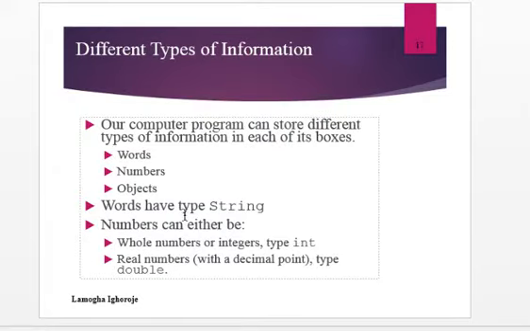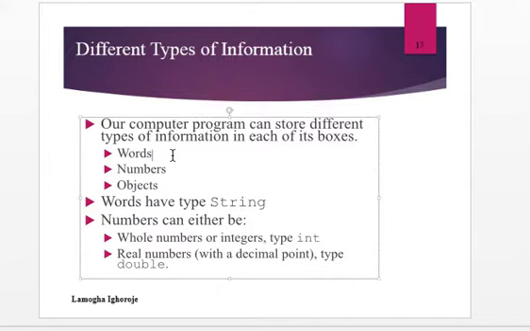So there are different types of information that the computer program can store in all the boxes. You can have some boxes that store words. You can have some boxes that store numbers. And you can have some boxes that, so imagine a big box that you put another small box into.